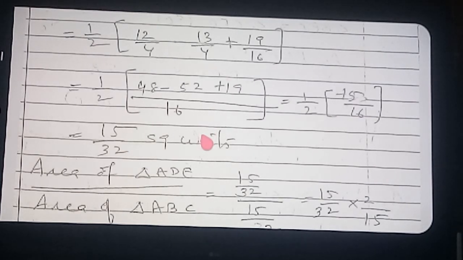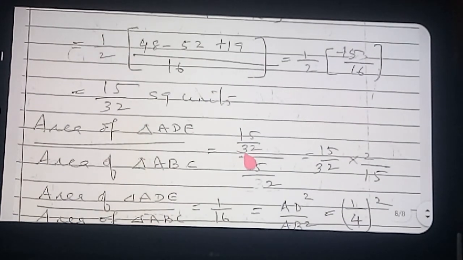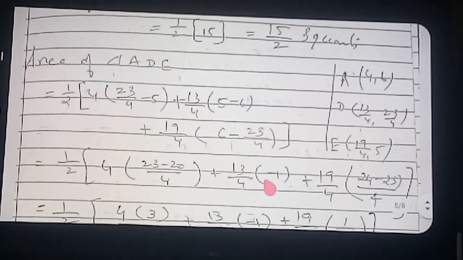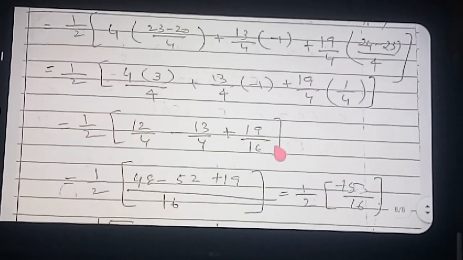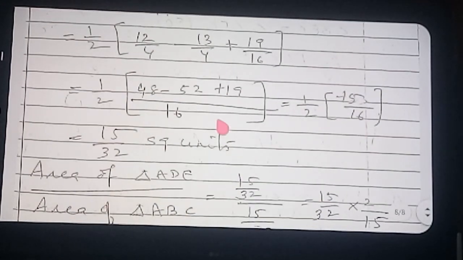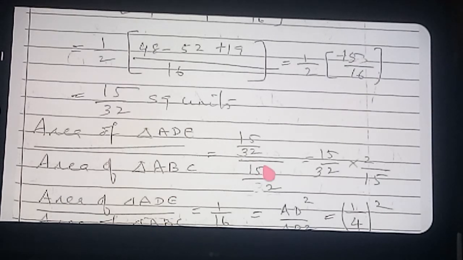Now your question is to compare the areas, find the ratio of the area of triangle ADE and ABC. So the area of triangle ADE you already found as 15 by 32. The area of triangle ABC in the previous step you found as 15 by 2. If you want to see, we can see once more. See here. Area of triangle ABC how much? 15 by 2. Area of triangle ADE how much did we get? 15 by 32 here. Okay. So the area of triangle ADE is 15 by 32 by the area of triangle ABC, 15 by 2.